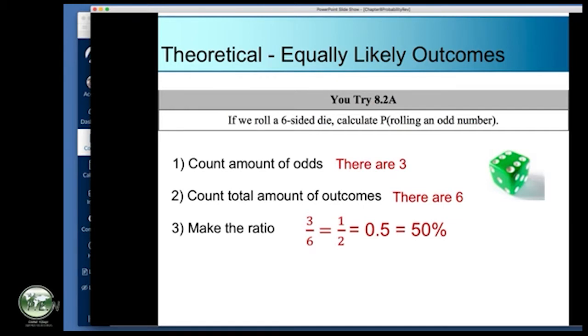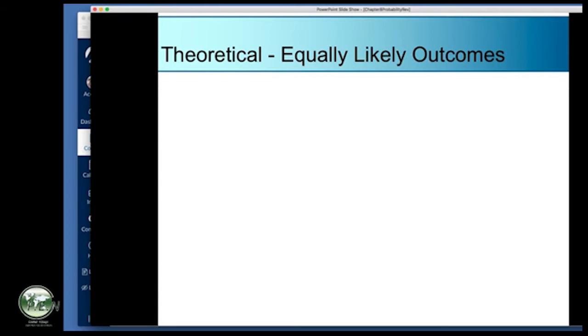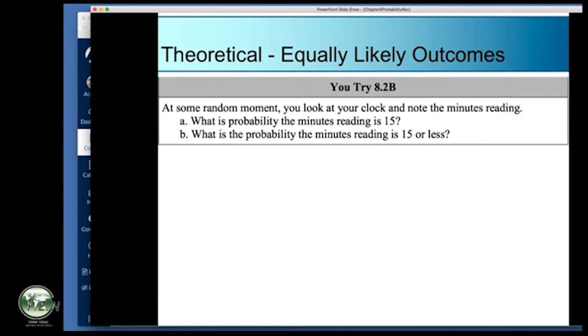So far, so good? Okay, so you guys help me with the pacing, because sometimes I go too slow, sometimes I go too fast.